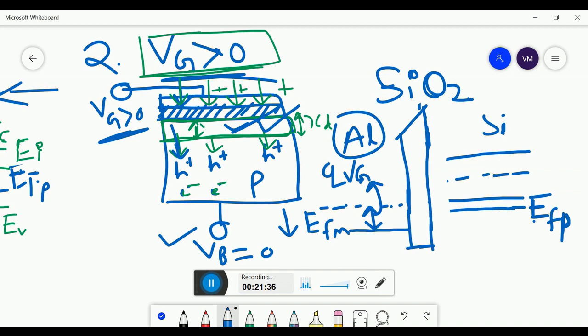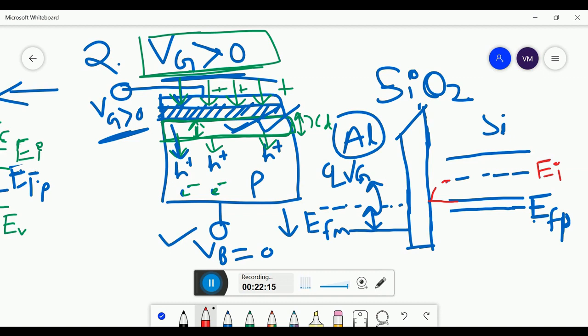Now what will happen in that case? Since the majority charge carriers are repelled, it will look like an intrinsic semiconductor. So the condition becomes similar to an intrinsic semiconductor. So what should happen? Actually the Fermi level now becomes aligned with the intrinsic level. This was the intrinsic level. Fermi level becomes aligned to the intrinsic level.